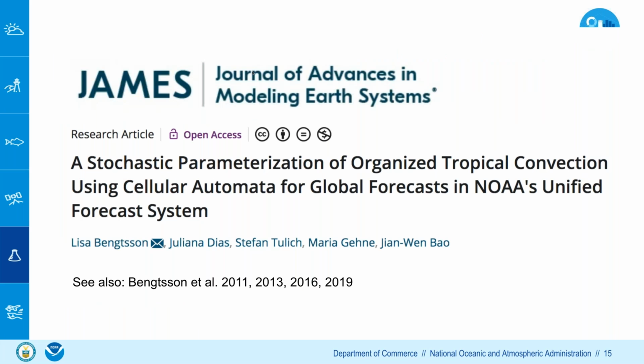Okay, I would like to switch gears a little bit and talk about a parameterization of organized tropical convection that I've been working on for quite many years now. We published this in 2021, and I also have a series of papers leading up to this work on using cellular automata to address self-organization and aspects of cumulus convection that we cannot address with bulk mass flux schemes.